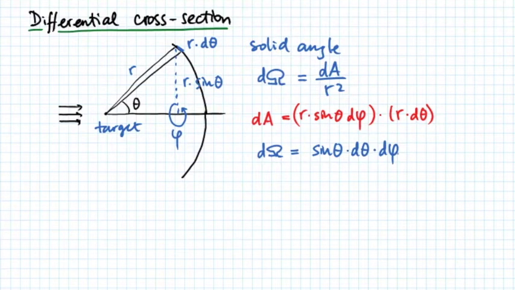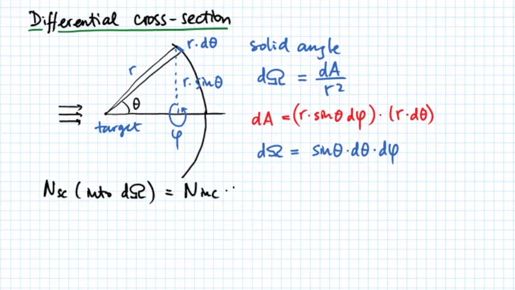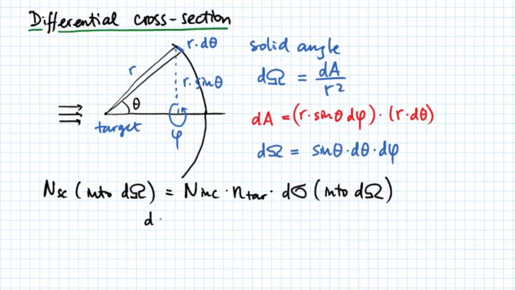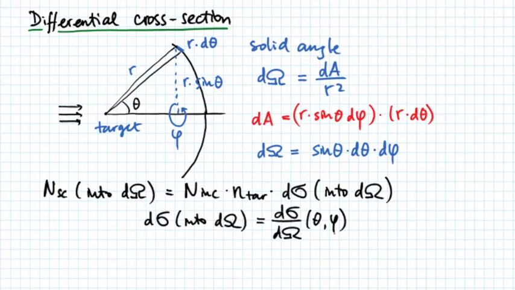Next, let's consider the number of scatterings into the solid angle element d omega. We know that it will be given by the number of incident projectiles times the target density times only a fraction of the probability, d sigma, which relates to all scattering that will happen into the solid angle d omega. This differential of the cross-section into the solid angle element d omega is simply given by d sigma over d omega, which itself is a function of the angles, polar angle and azimuthal angle, times the solid angle element itself.